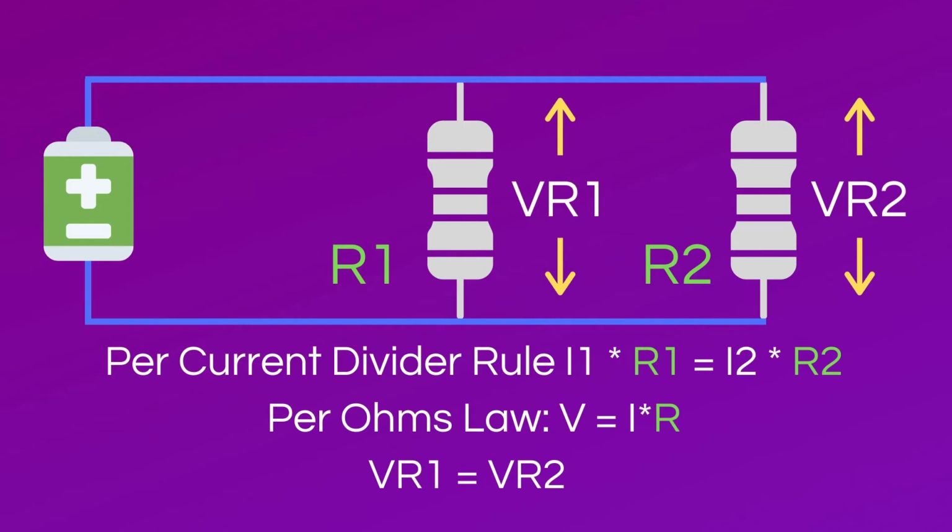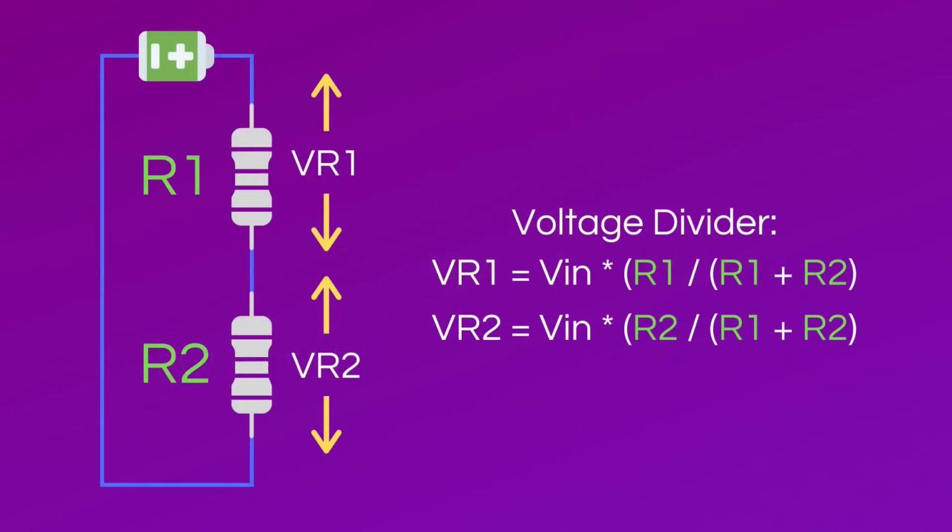The voltage over each resistor in series can be found by the voltage divider rule. This rule states that if you have an input voltage and two resistors in series, V1 is equal to V input times R1 divided by R1 plus R2, and V2 is equal to V input times R2 divided by R1 plus R2. Let's do a quick example.